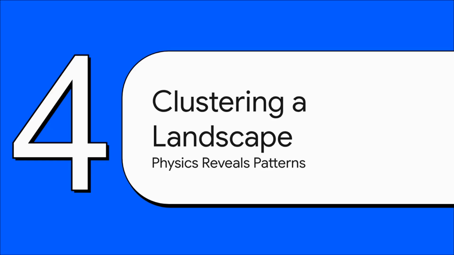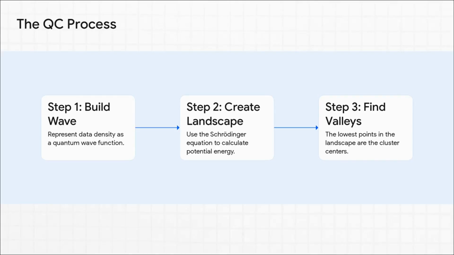And this is really the heart of quantum clustering. It uses the mathematics of quantum mechanics, specifically the Schrödinger equation, to translate that data wave into a 3D potential landscape. And this illustrates the process brilliantly. We build the wave from the data's density, use physics to generate a landscape, and the clusters just reveal themselves as the deepest valleys. The algorithm literally involves letting each data point roll downhill into its nearest valley.